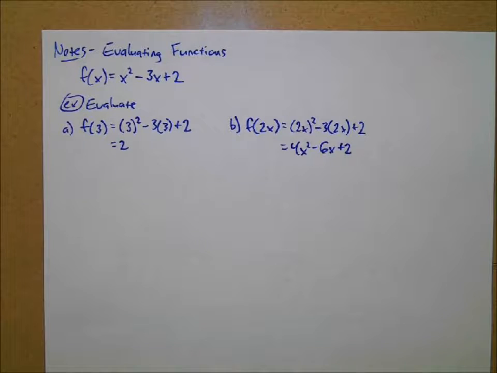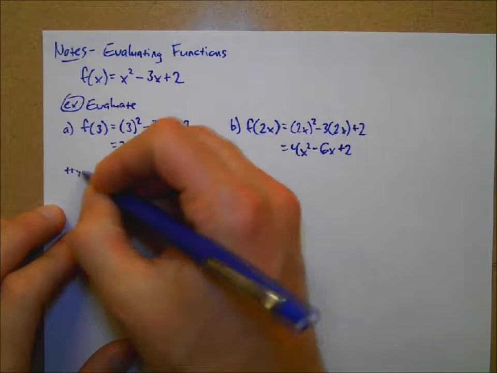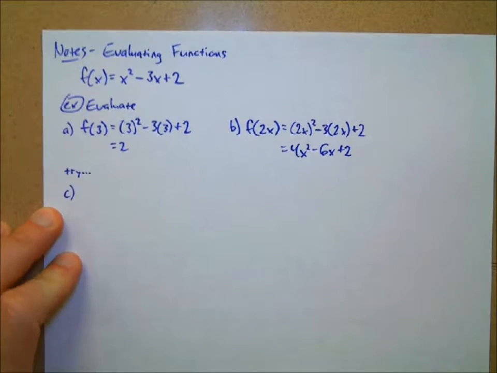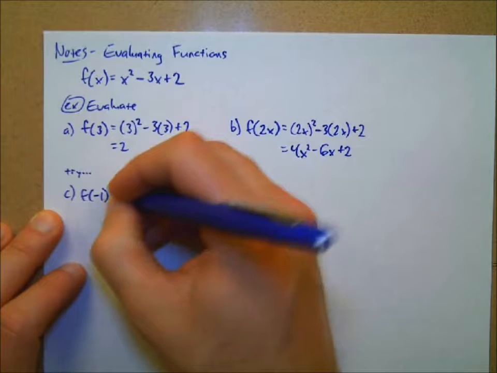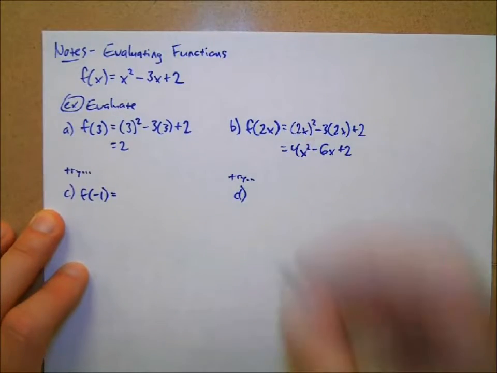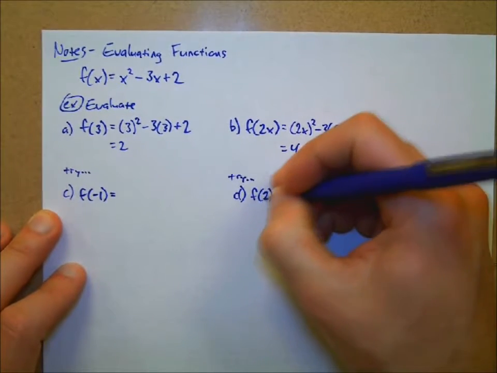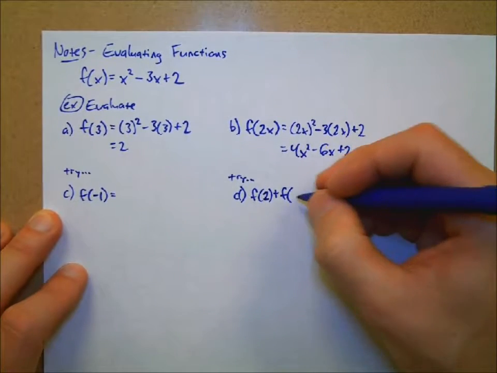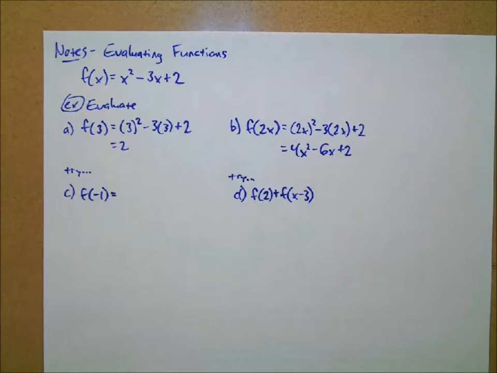Okay, take 2 seconds here and try these. I'll give you a C: evaluate f of -1, please. And then D, I'd like you to evaluate f of 2 plus f of x minus 3. Try those both. I'll walk around and help here too. You do as much mental math as you feel comfortable or confident with. Don't feel like you have to write out all the steps or anything.